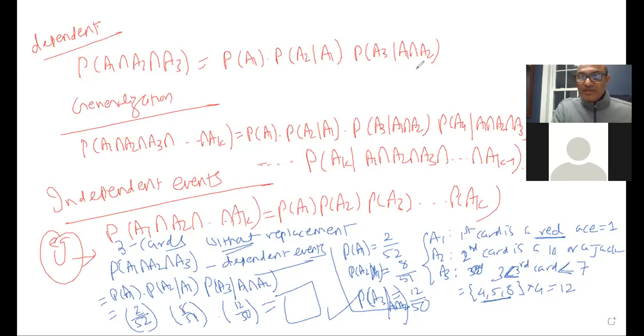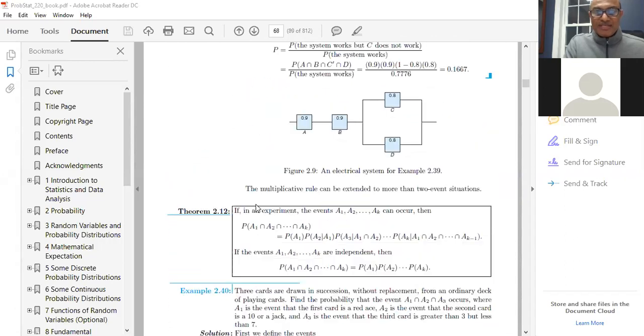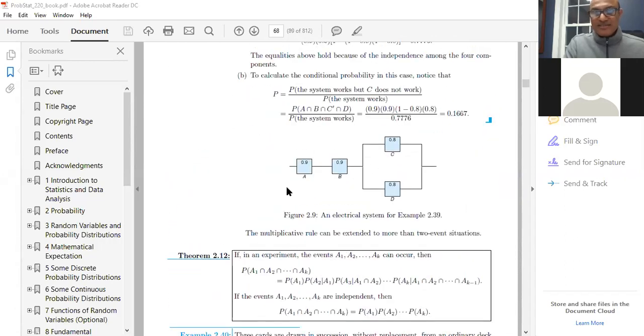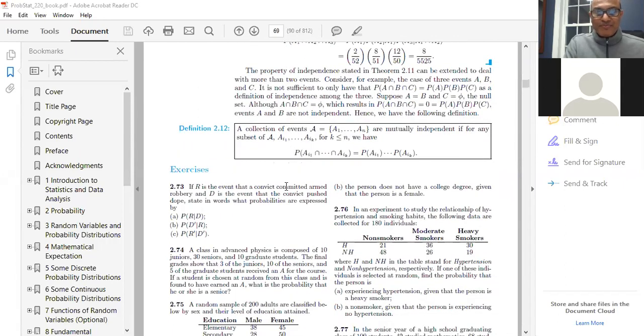And let me stop sharing. Let me clear the slides, stop sharing, and let me again go to my book. All these things I explained to you, everything is done now. This is very simple, just the electric circuit. Just try to look at this example. It's very simple. I already explained to you.